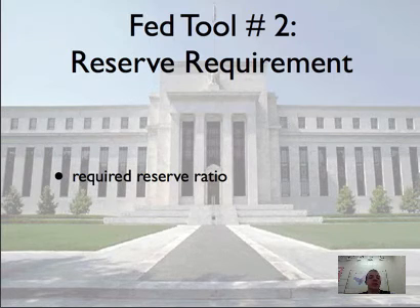Part of the reason the Fed doesn't use this tool very often is because if they raise the required reserve ratio, banks may have to scramble to find enough cash to meet the new required reserve ratio.